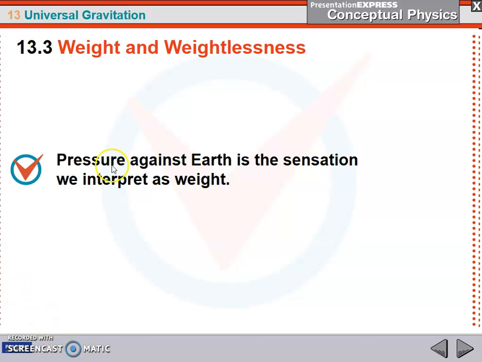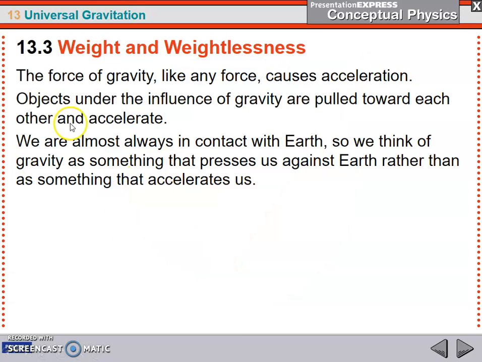So we're just going to get into some of that. Try to get familiar with these words and definitions. The force of gravity, like any force, causes acceleration. Objects under the influence of gravity are pulled towards each other and accelerate. We are almost always in contact with Earth, unless you're flying or in orbit. So we think of gravity as something that presses us against Earth rather than as something that accelerates us. And that's why physics is trouble.